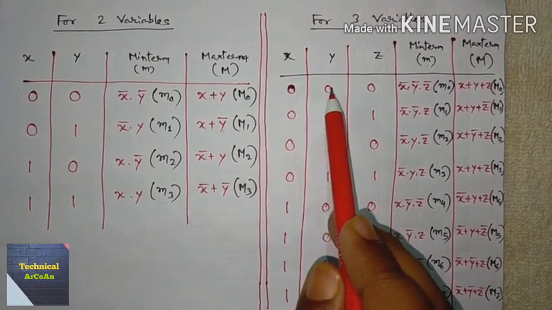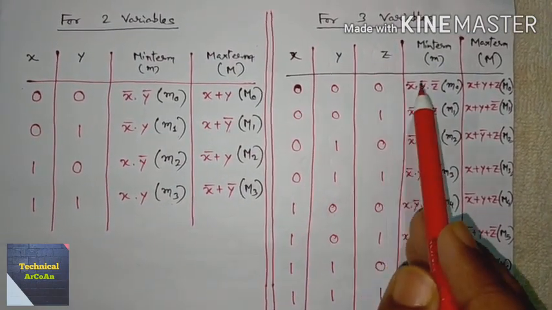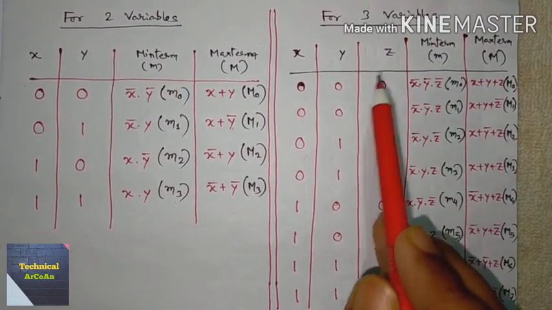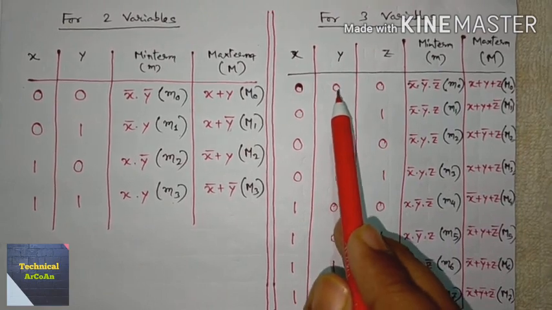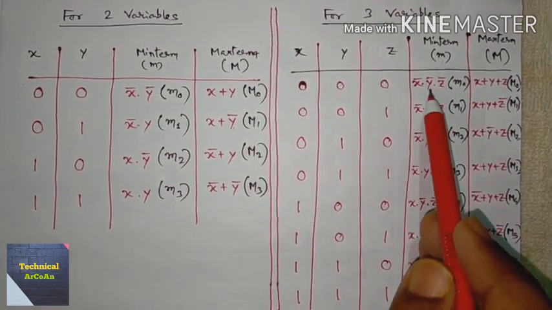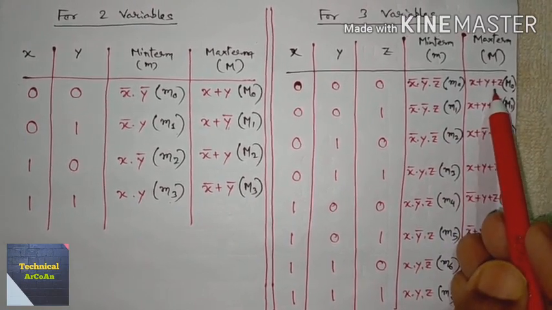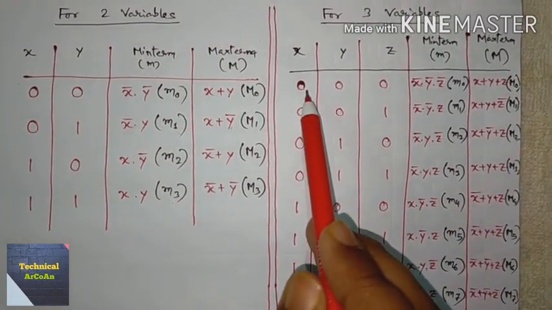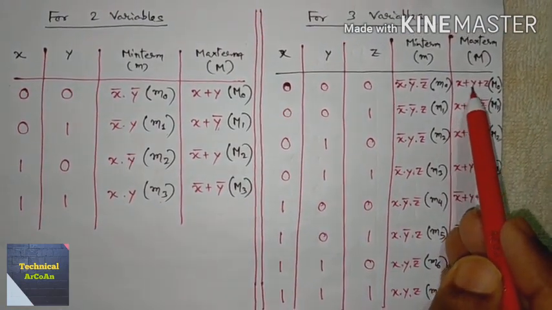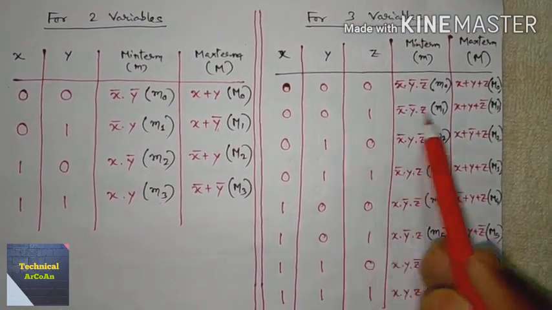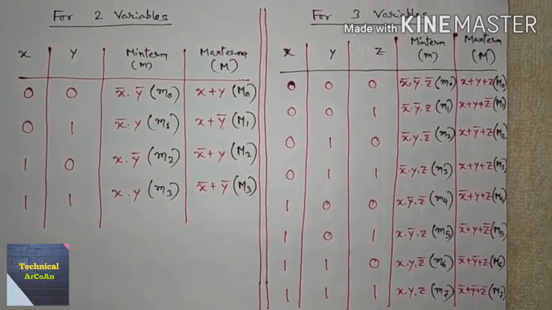When x is 0, y is 0 and z is 0, in that case what is the min term? All should be complement, because in the case of a min term, when the variable value is 1, then it's normal, and when the variable value is 0, then it's complement. So all are 0 and it's a product term, that's why x complement dot y complement dot z complement. In the same manner, for the max term, when 0 is there, it will be normal, and the max term is a sum term, that's why x plus y plus z. Similarly the second combination, third combination, fourth combination, and up to the eighth combination.